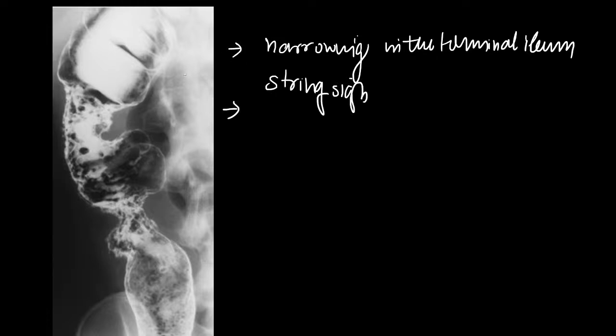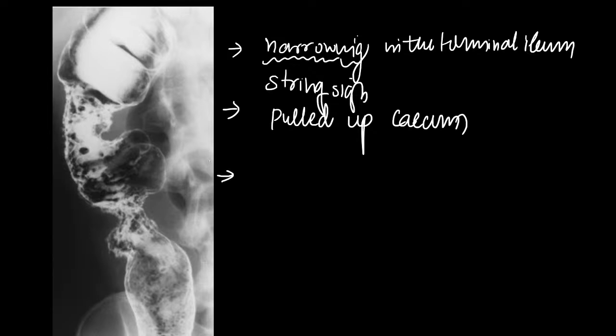What is your second observation? What are your other observations? Let us first have a look at the observations. Amazing answer. So you can see that the cecum is pulled up. Pulled up cecum can be seen in this case. Amazing observation. Hats off to you.